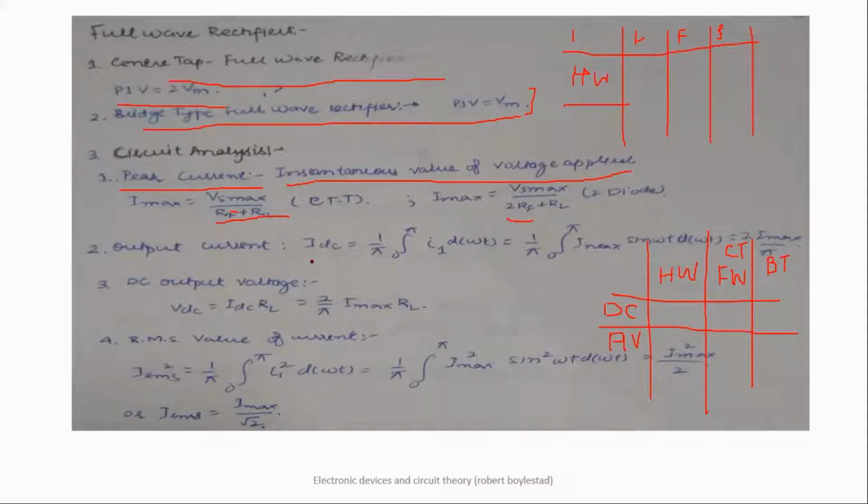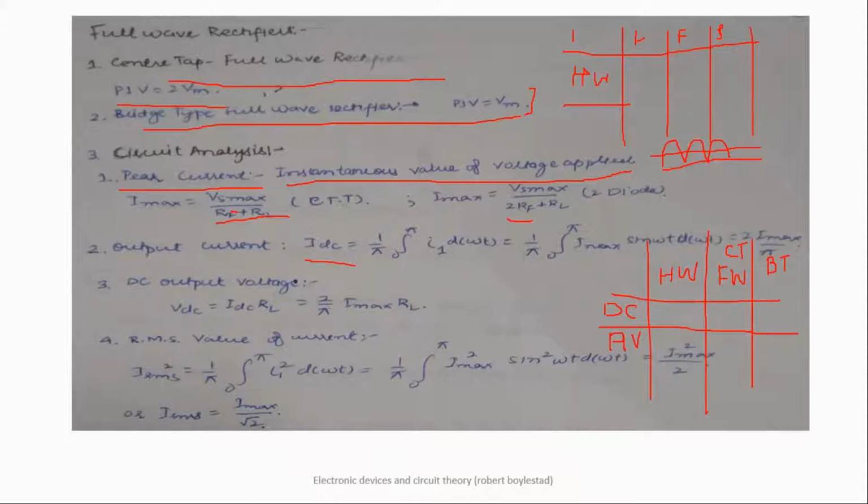Second is output current. Output current is like this, but this cannot be written directly, so we need its average value. That is quite simple. For a full wave rectifier, your DC value is 2 I max over pi. In voltage it is 2V max by pi, so the current is 2 I max by pi.